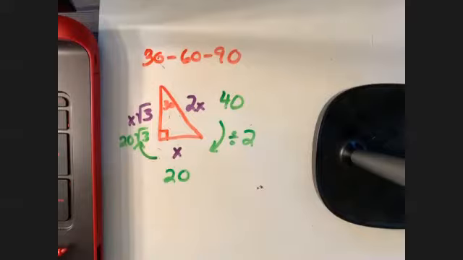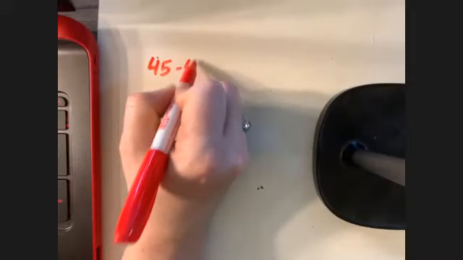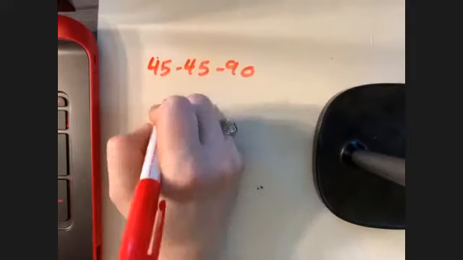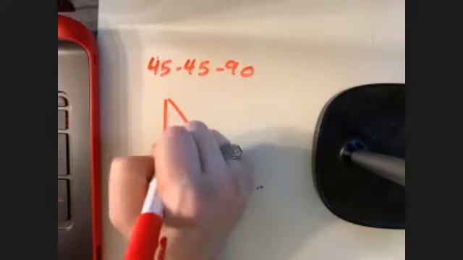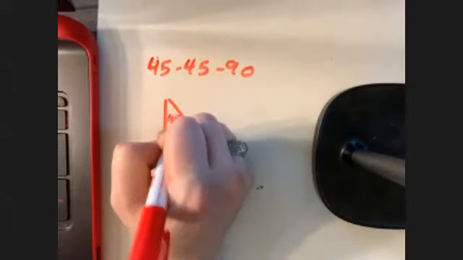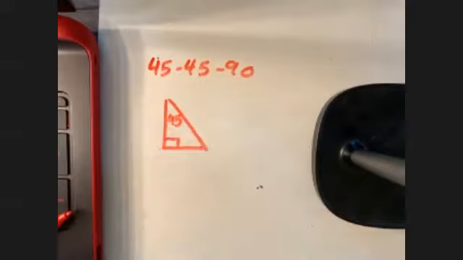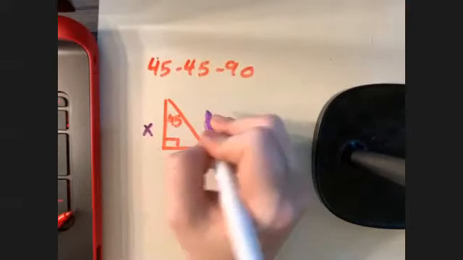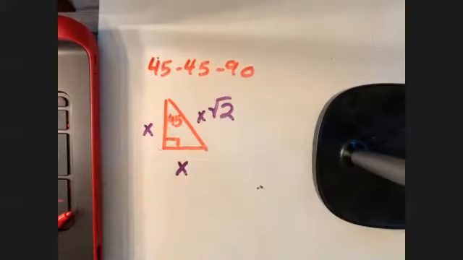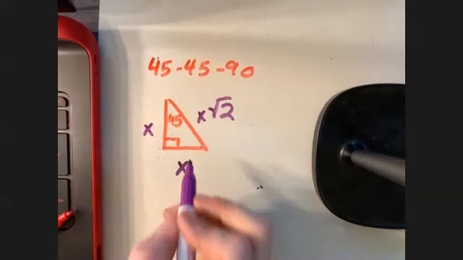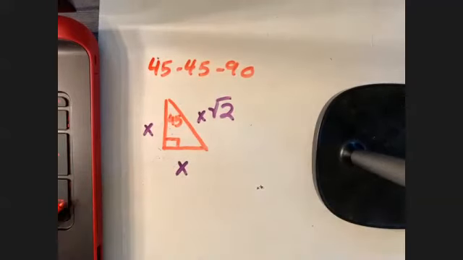Okay. So now, we've also got our 45-45-90s. And again, with those, we want to make sure that we've got one of our 45s up here at the top. Our pattern on this one is that these two legs are the same. So those are x and x. Then we have x square root of 2.